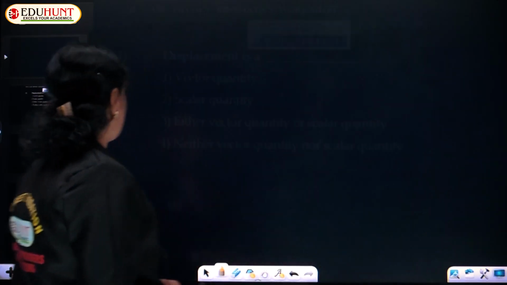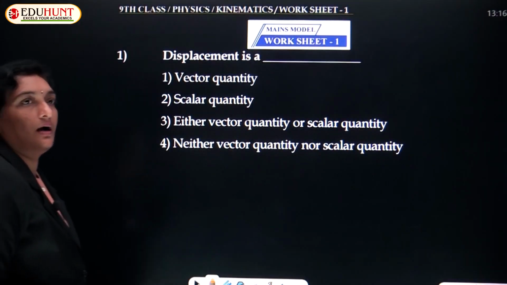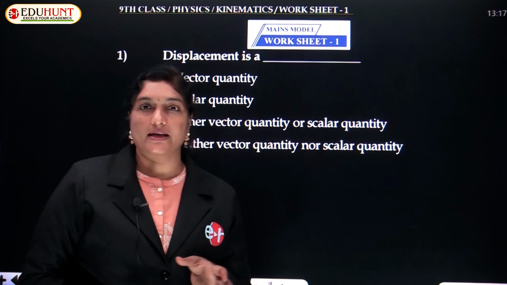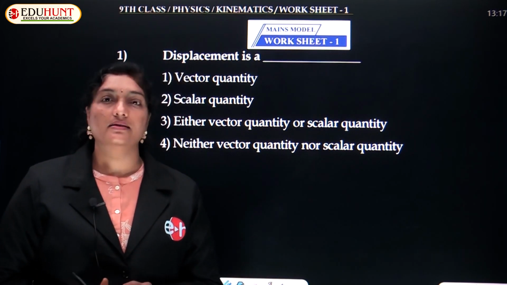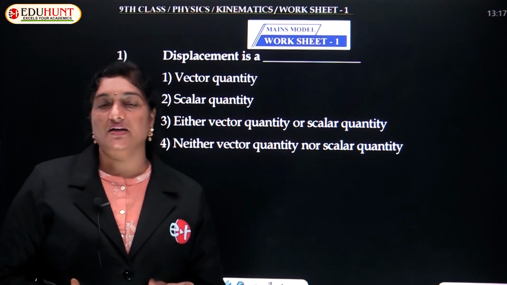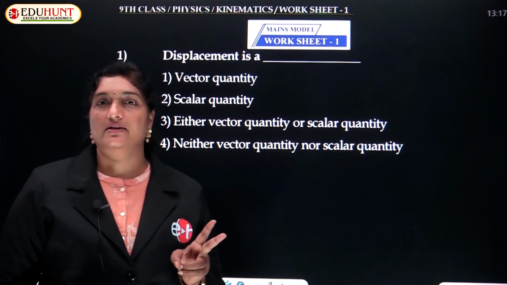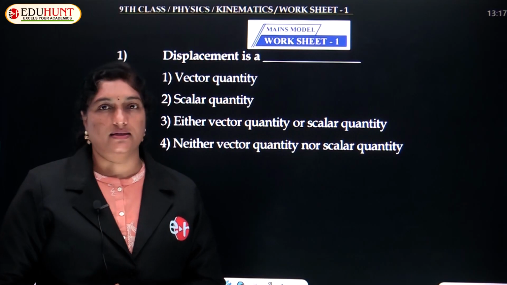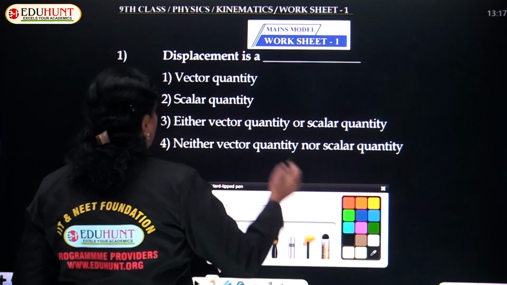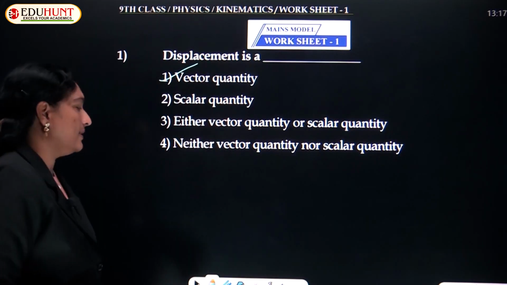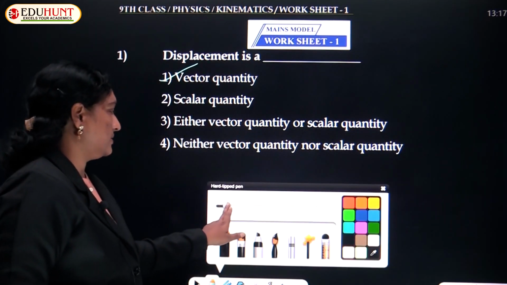Moving to the first question, displacement is a... Children, we know that displacement has both magnitude as well as direction. Hence, whenever a physical quantity has both magnitude and direction, it is a vector quantity. So displacement is a vector quantity. Therefore, the correct option is option 1, that is vector quantity.